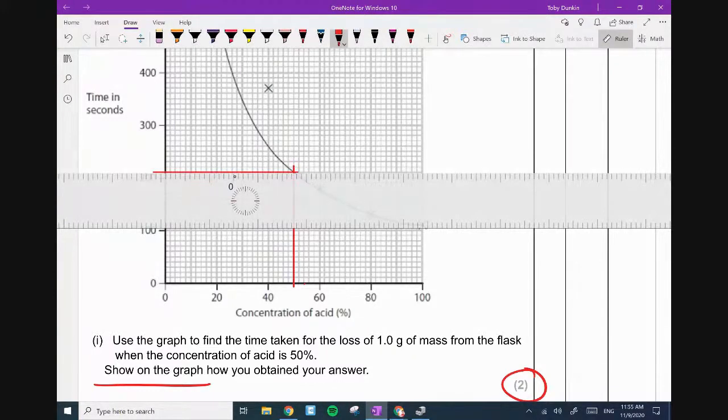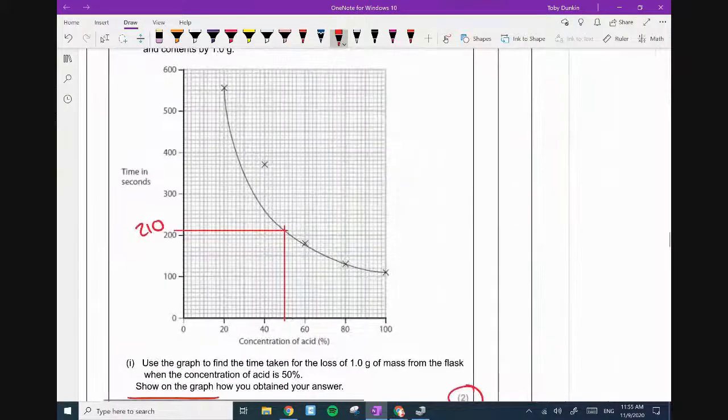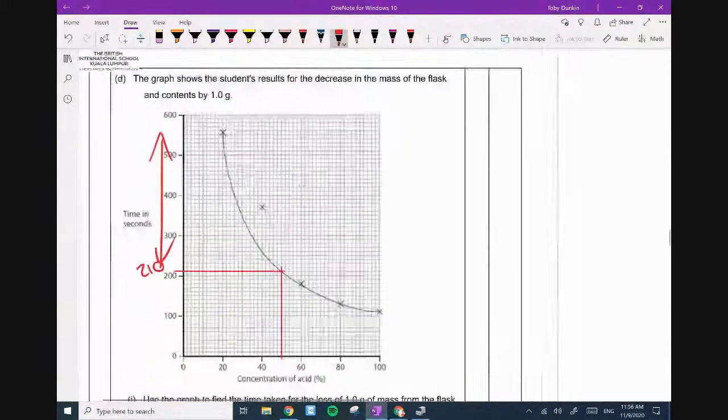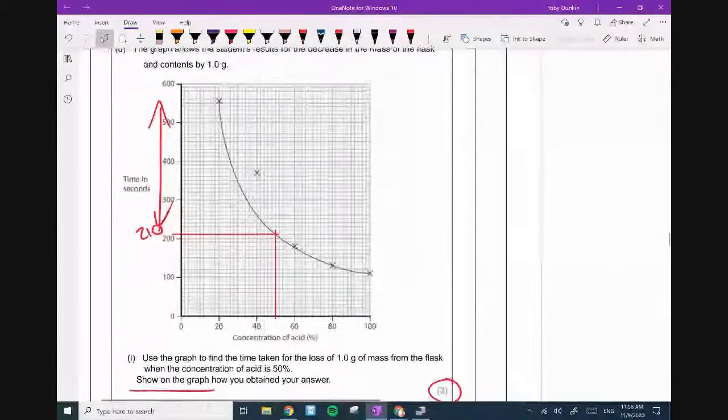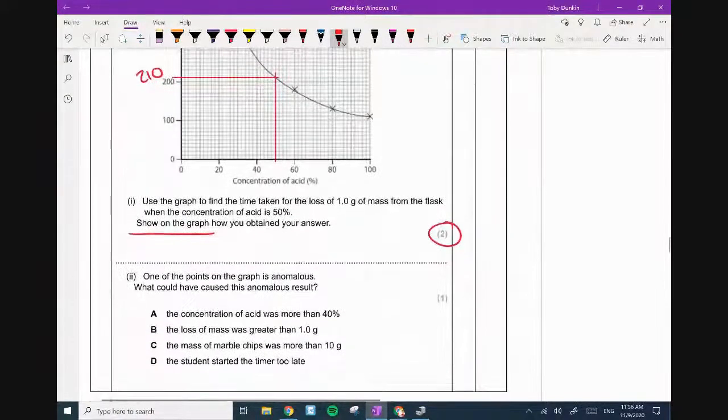There we go. So reading was 210. I've no idea why people proceeded to try and take it away. I've no idea why people were doing that. That is the time it took to produce your 1 gram decrease at 50%. I don't understand why people were trying to link it to the 20% one. Very strange, very odd that, but loads of people did it. So 210 was the answer.